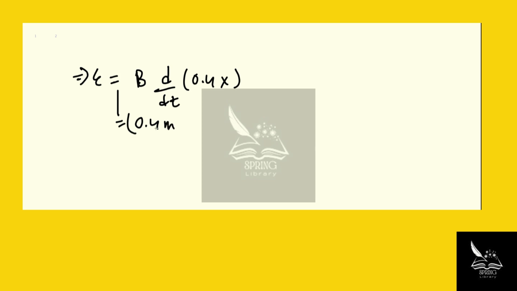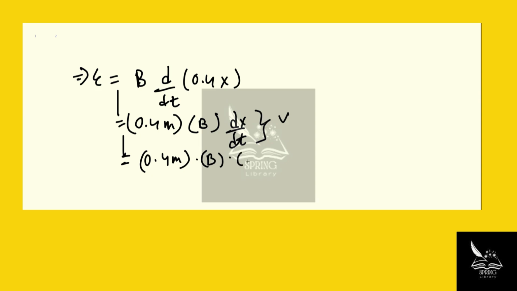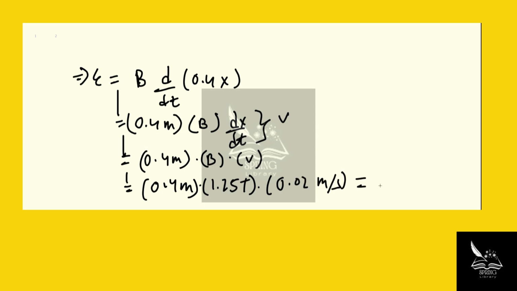So you have 0.4, I'm going to write down meters, times B times d dt of x. dx dt, if you'll remember from kinematic equations, is just v, the velocity. So what we have here is 0.4 meters times B, which is in Tesla, and times v, which is the speed of the coil. And so this is 0.4 meters times 1.25 Tesla times 0.02 meters per second, or 2 centimeters per second for the speed, giving us 0.0100 volts for the EMF induced.